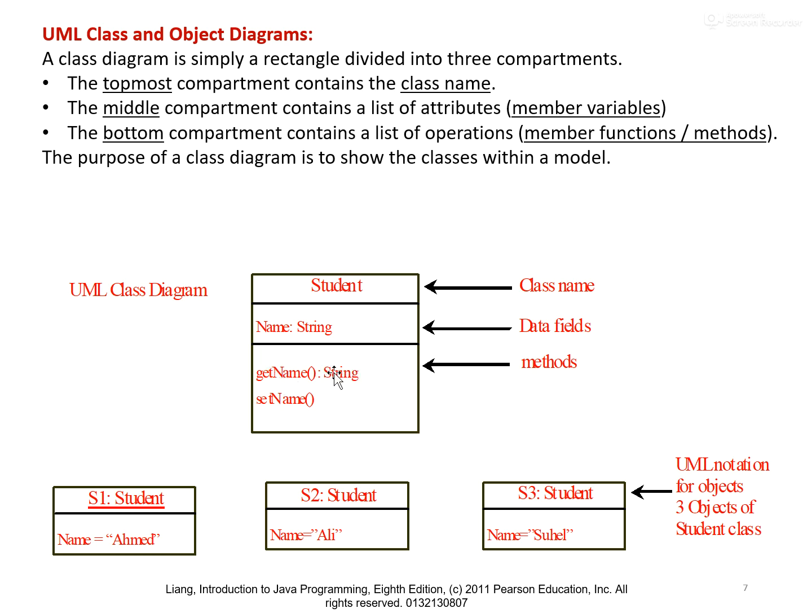This is basically the type that this method is returning. The method getName is returning a string. It does something and gives us back a string.